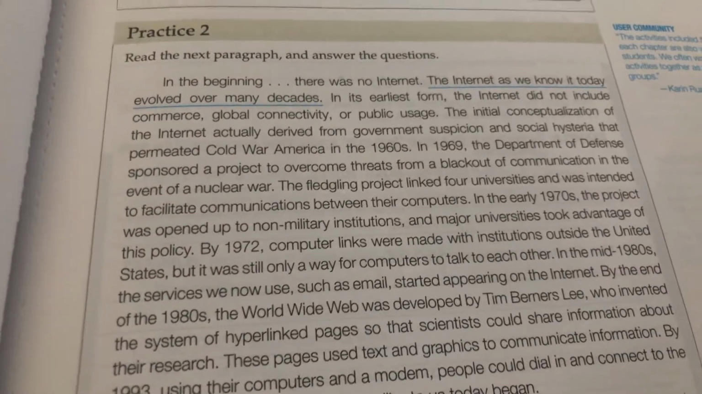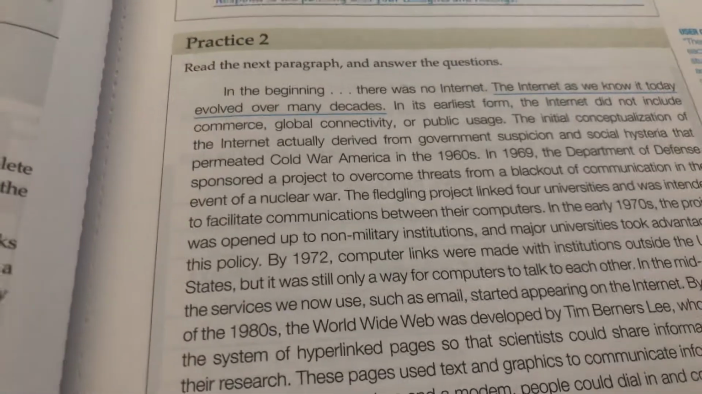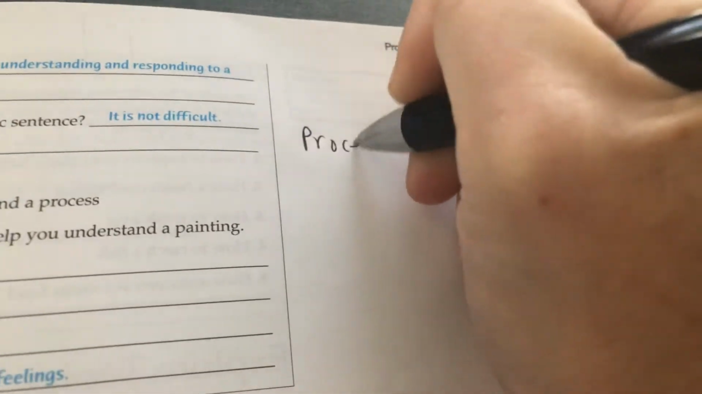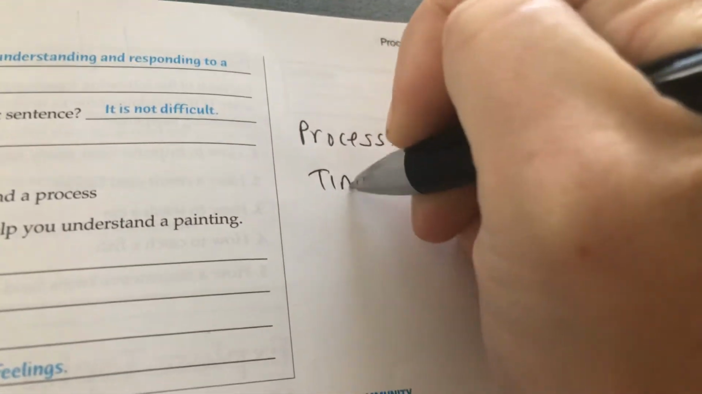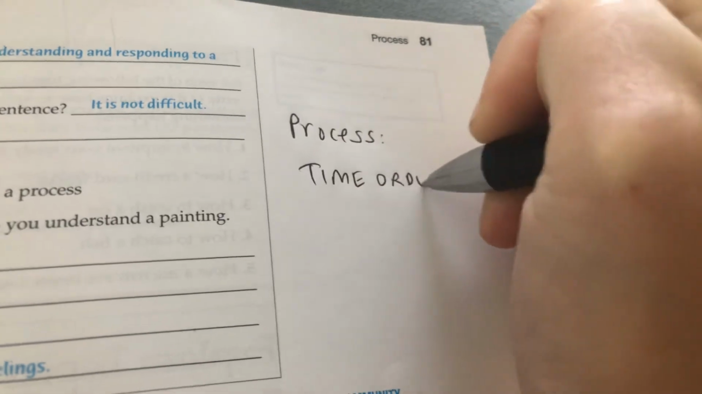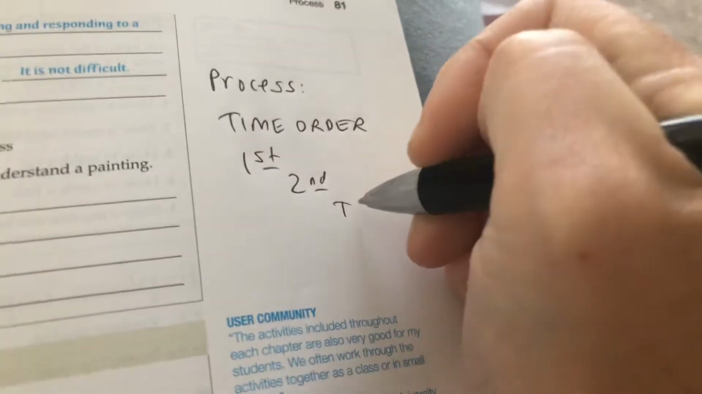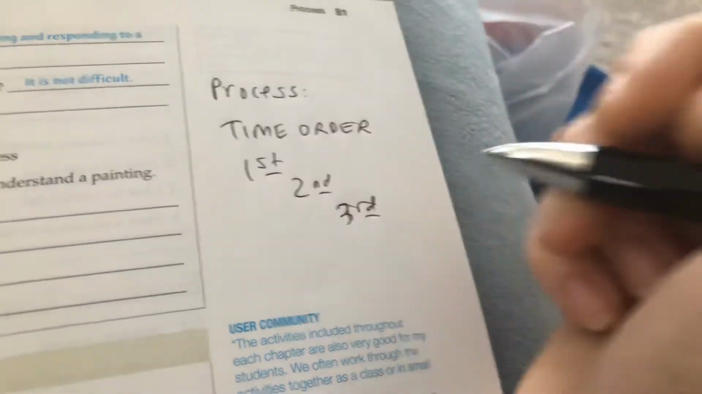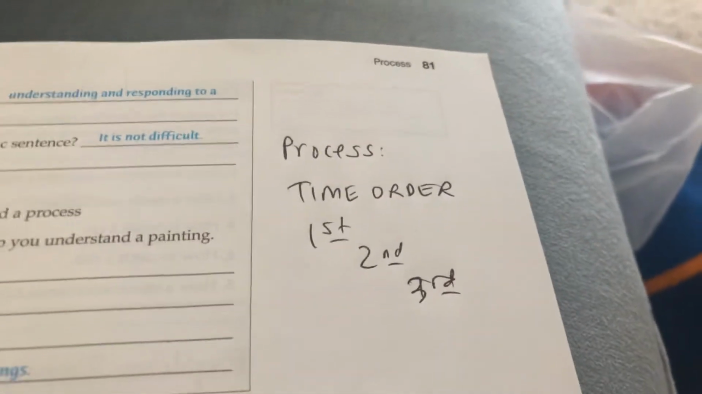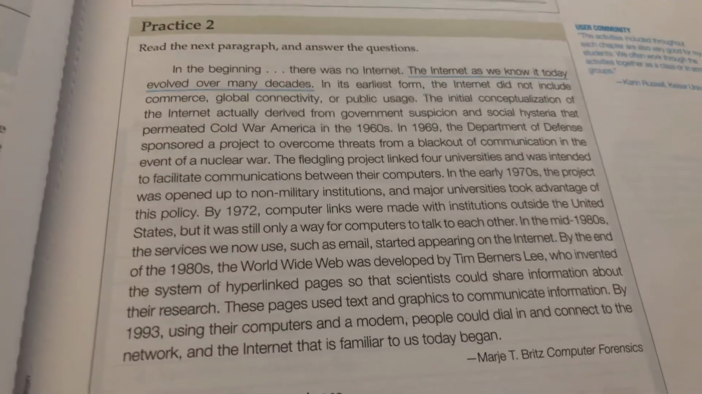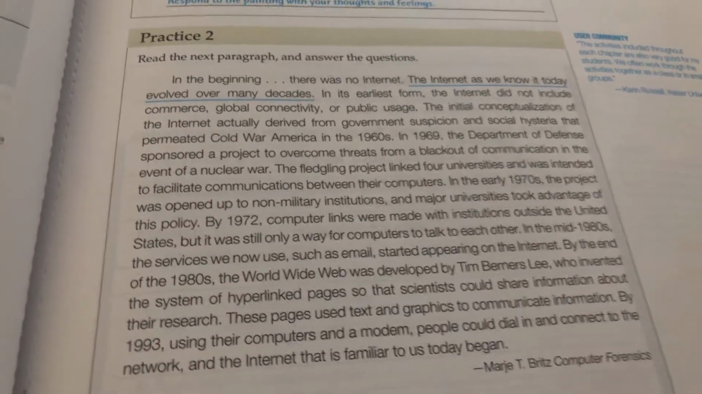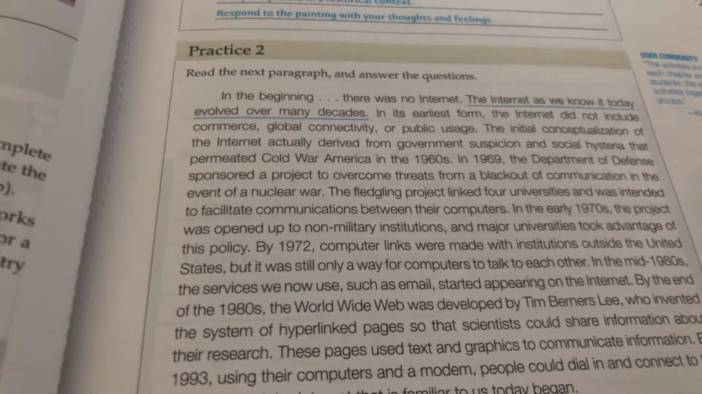Okay, over here in practice 2, again, trying to figure out how do I follow the order of it. One thing that you should keep in mind when we're talking about process is that we're probably going to use time order, okay? First, second, third. Time order is really important. So in this particular example, they didn't really give us words like first, second, and third, but they gave us dates.